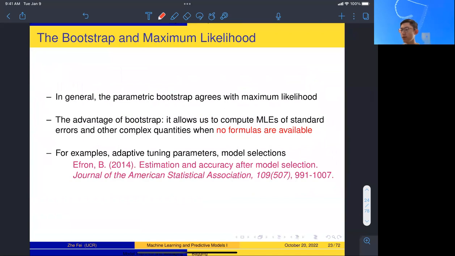So the advantage of bootstrap is that it is most useful when you have complex quantities to estimate, right? If you have some complex statistics you want to estimate or give variance for, and you do not have parametric formulas, then because of the non-parametric property of bootstrap, you could perform bootstrap to estimate those complex quantities. Okay.